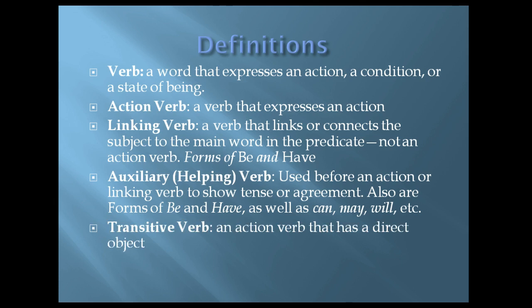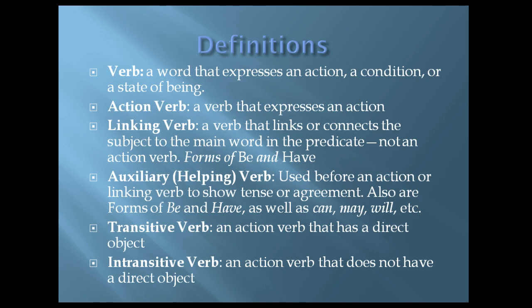A couple of terms to know. Transitive verbs are action verbs that have a direct object. Intransitive verbs are action verbs that do not have direct objects. So another way of thinking about verbs: they are either transitive action verbs, intransitive action verbs, linking verbs, or auxiliary verbs.